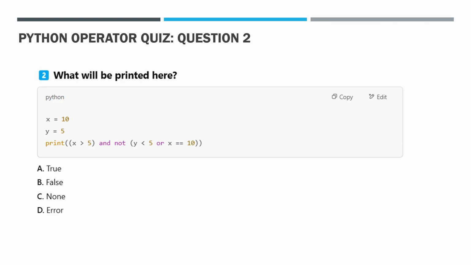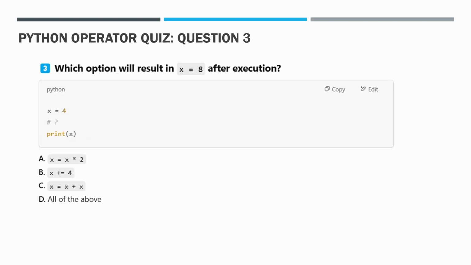what will be printed here? If the value of x equal to 10 and the value of y equal to 5, and I try to print x is greater than 5 and not y is less than 5, or x double equal to 10, that's a comparison operator, right? So you have to reply in the comment section. The value will be A true, B false, C none, or D you will get an error.